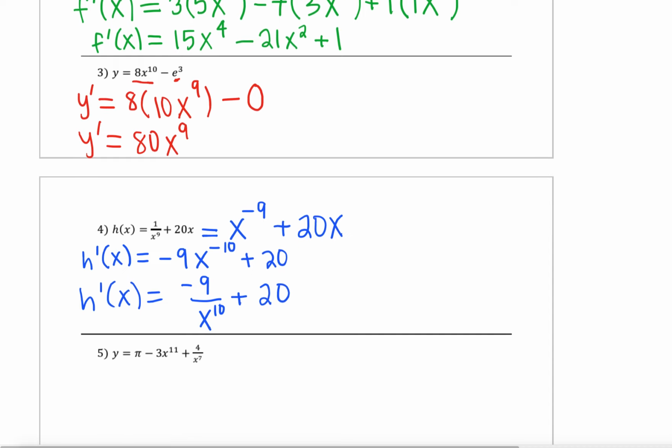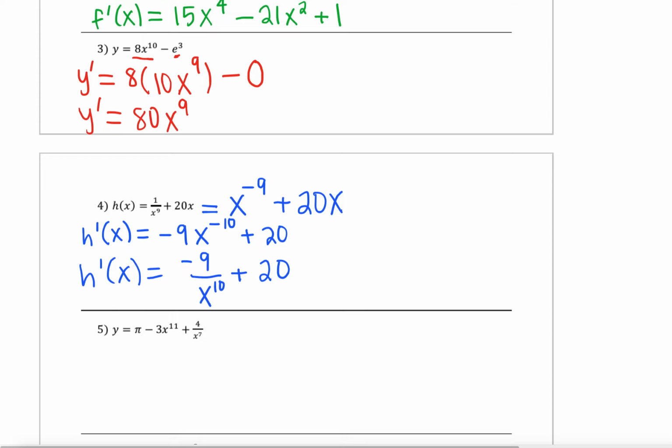Okay, let's look at example 5. Why don't you guys try this one on your own first, and we'll check it together. So on example 5 here, I've got pi minus 3x to the 11th plus 4 over x to the 7th. So here I can use the power rule on the first couple, but then on this last term, I'm going to first need to rewrite it.